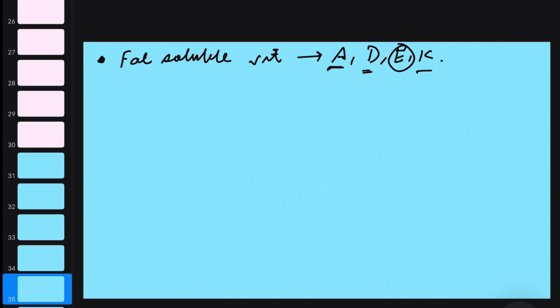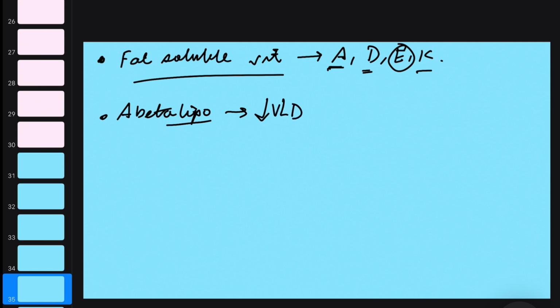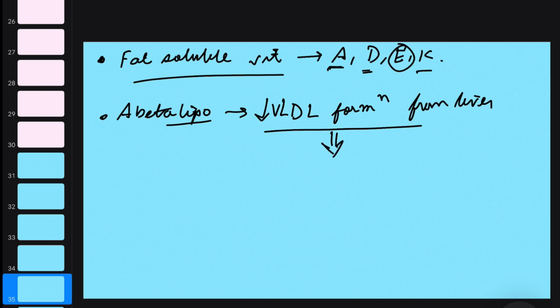Due to Abetalipoproteinemia, another interesting thing that happens is decreased VLDL formation from the liver. VLDL is actually needed for vitamin E transportation, so this will lead to decreased vitamin E secretion by the liver.